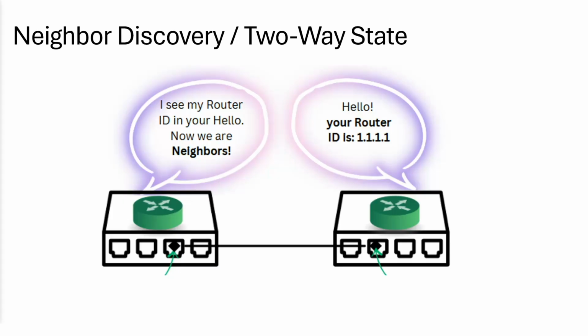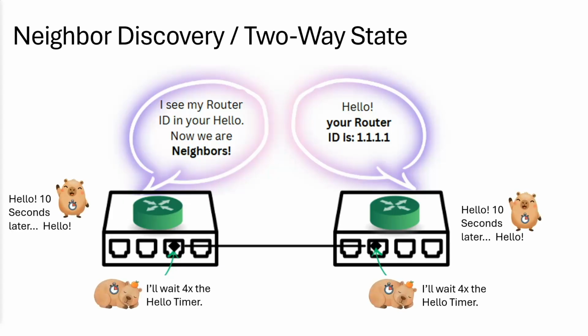You can think of the hello and dead timers as a heartbeat system. Hello packets say, "I'm still here." The dead timer asks, "How long will I wait before assuming you're gone?" As long as the hello packets arrive before the dead timer expires, the neighbor relationship stays up.